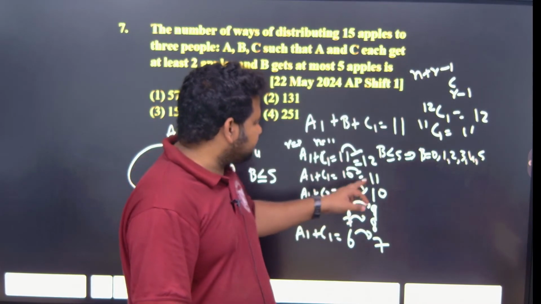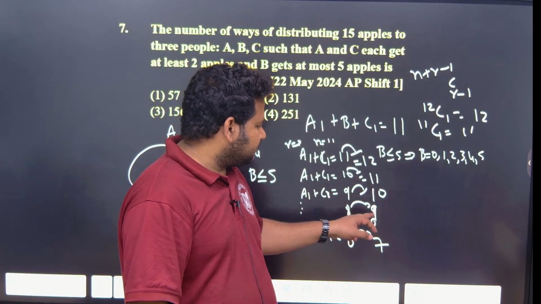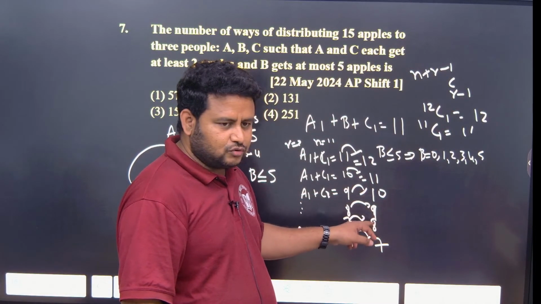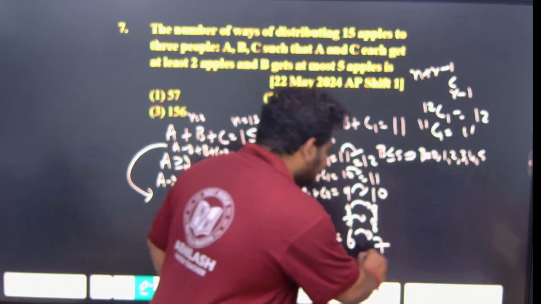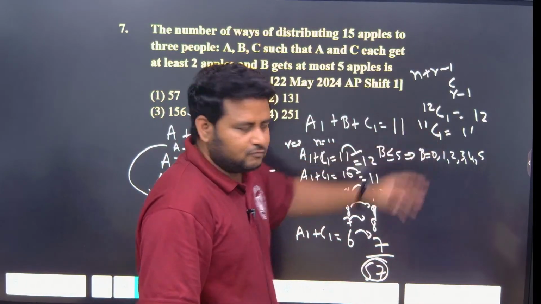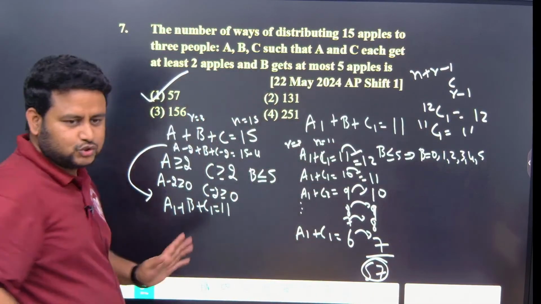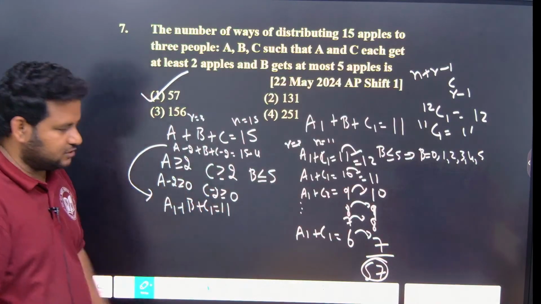So, the number of ways is what? 12 plus 11 is 23, 33, what is it? 42, 50, 50 plus 7 is 57. If you add all of this, what are you getting? 57. So, A plus C and also B included, the number of ways is 57. Understood everyone? Okay, please make a note of this solution, important.